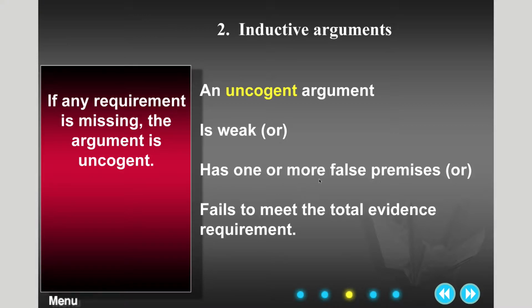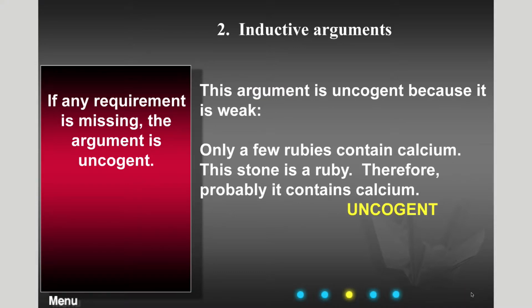Then we ask, are the premises actually true? And we find that at least one premise is false, and it could be 15 premises, we've only been dealing with 2 premises at most here. If we have 15 premises and one is false, then we have a non-cogent or uncogent argument. Okay? So this argument is uncogent because it is weak, right? Only a few rubies contain calcium. The stone is a ruby, therefore probably it contains calcium. Well, we heard only a few of them have calcium. So therefore, it is not probable that it contains calcium.